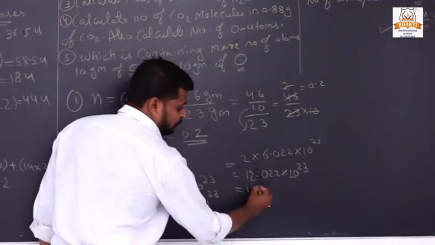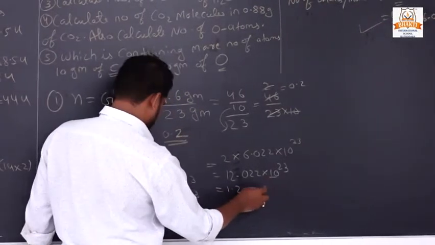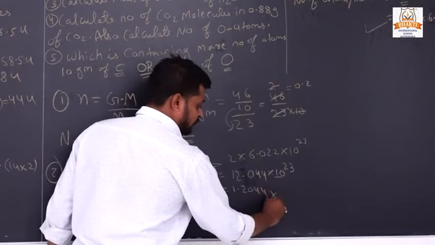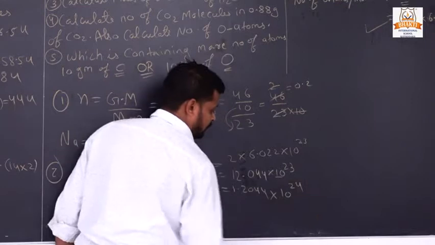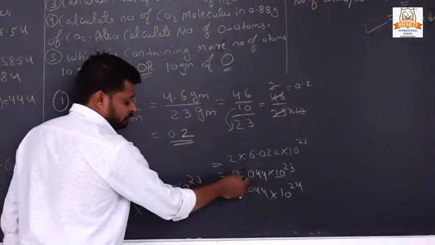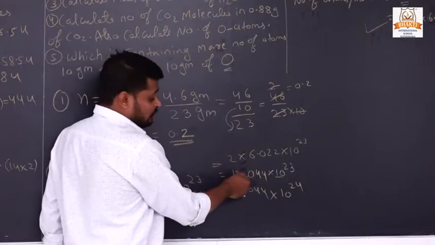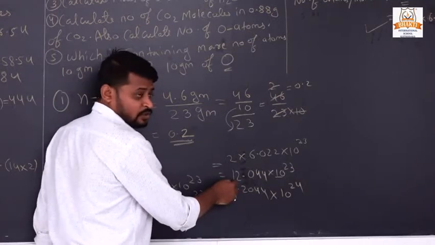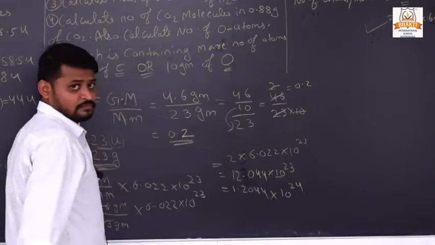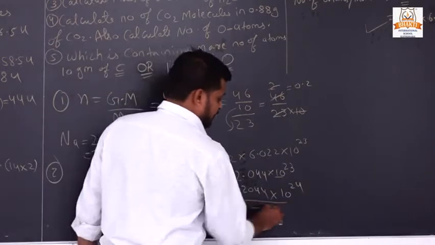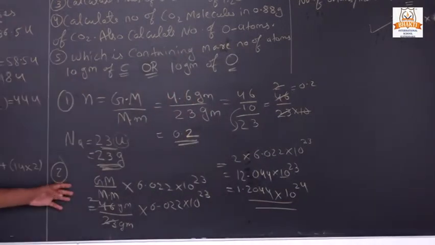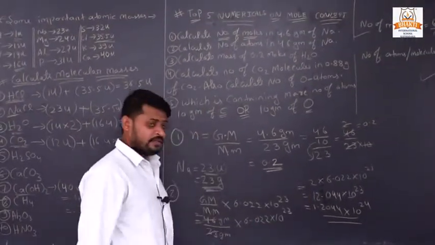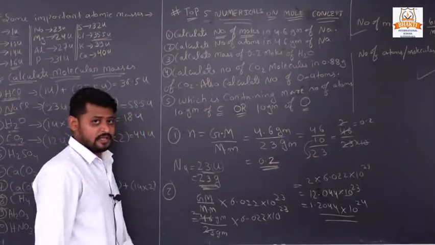So 1.2044, into 10 to the power 24. It means we move the decimal point before the 2, so we have to increase the power by 1. Okay, so it will be converted into standard form. So in question number 2, the answer was 1.2044 into 10 to the power 24. So that is your second answer.